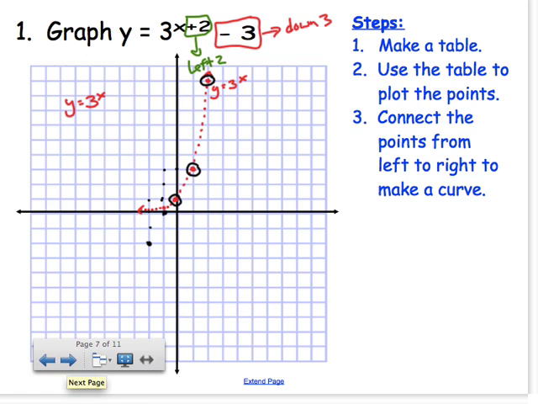Kind of gets a little bit messy here. I'll erase the parent function in a second. And if I take the one on the far right, which is 2, 9, I'm going to go left 2, 1, 2, and then down 3, 1, 2, 3. I think my next point is going to be right there. So if I erase all this other stuff, just so I can be a little bit cleaner with what I'm doing here, I think I have a graph that looks something like this.